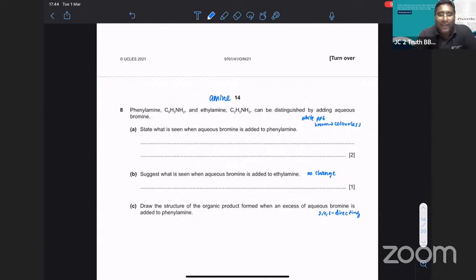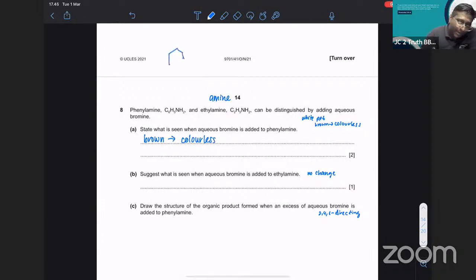State what is seen when aqueous bromine is added to phenylamine. Two observations can be seen. The bromine water is brown, so the brown water is going to become colorless. That is one. And then the phenylamine reacts to form a product with NH2, and Br over here, Br over here, and Br over here. This is a white solid, so a white solid is formed.